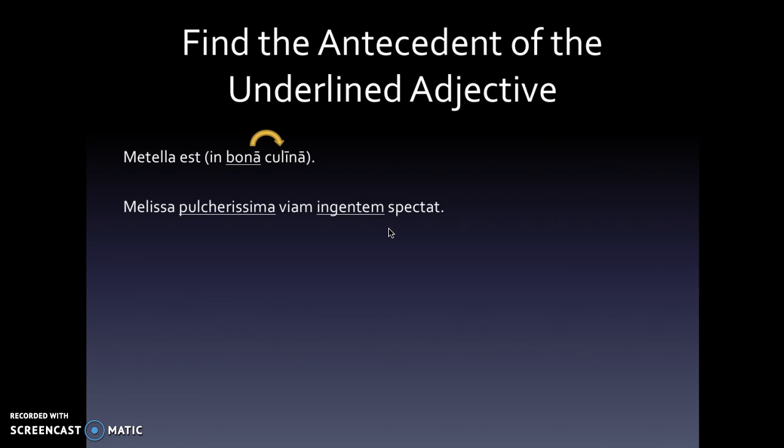Melissa pulcherrima viam ingentem spectat. Hopefully you drew your arrow from pulcherrima to Melissa. They're both nominative, singular, feminine. The second one was a little bit more difficult. Ingentem is modifying viam. They look different because they come from different declensions. However, they are both feminine, accusative, and singular.